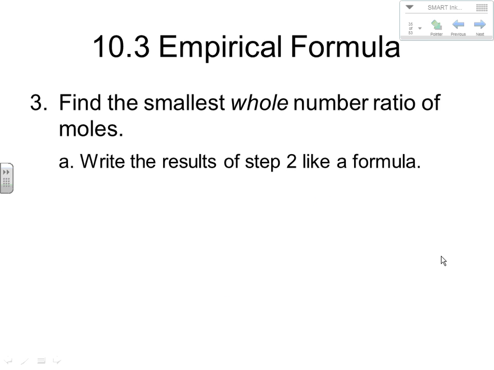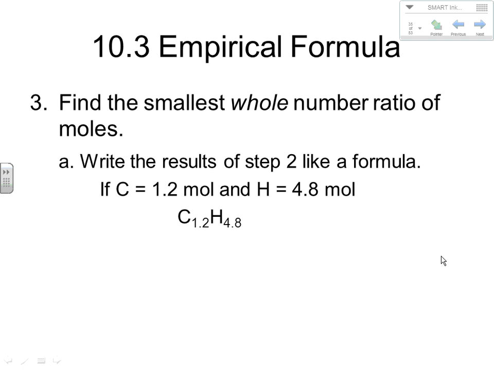Now, the last step is to get it to small whole numbers. So we have a valid ratio of moles, but it's not going to really look like a formula. So really what I recommend is you first make it look like a formula. So if we had 1.2 moles of carbon and 4.8 moles of hydrogen after we converted our mass to moles, write it like a formula. And you're going to put your mole amounts in that subscript spot where we would normally put the subscripts in a chemical formula. So it'd be C 1.2 H 4.8.